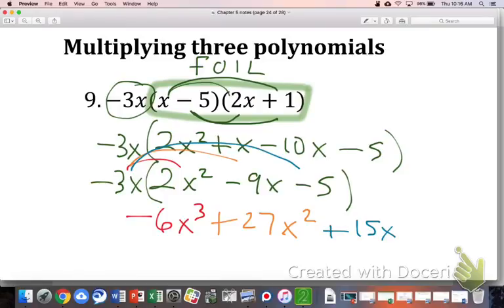Okay. Let's name it. What is it? Trinomial. Degree? 3. Lead coefficient? Negative 6. Guys have any final questions before we close this up for the day?